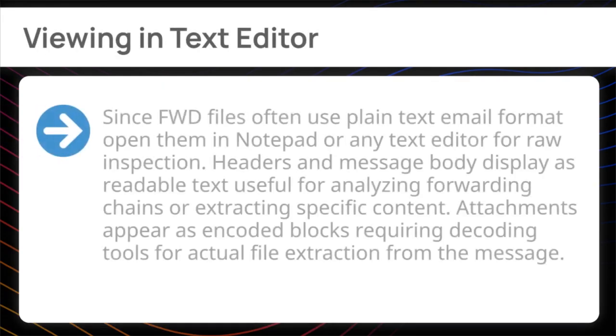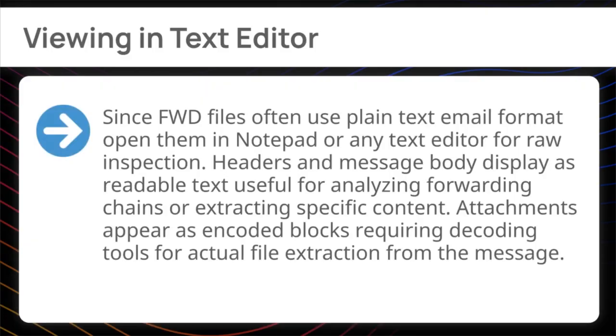Next, viewing in a text editor. Since FWD files often use plain text email format, open them in Notepad or any text editor for raw inspection. Headers and message body display as readable text, useful for analyzing forwarding chains or extracting specific content. Attachments appear as encoded blocks requiring decoding tools for actual file extraction from the message.